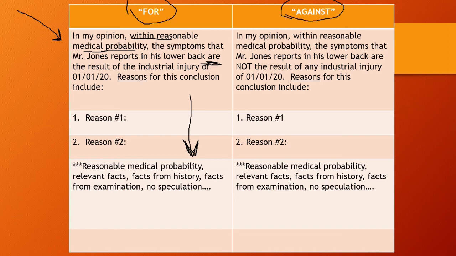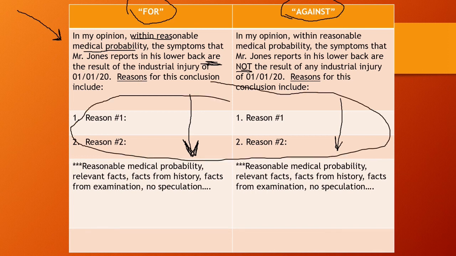Now, on the other hand, if your opinion is that the symptoms that Mr. Jones reports in his lower back are not the result of any industrial injury on January 1st, my reasons for this conclusion include, and then reason number 1, reason number 2, reason number 3. And here, regardless of what your opinion is, you want to have voluminous reasons, many, many reasons, and also compelling reasons. The reasons must be compelling.